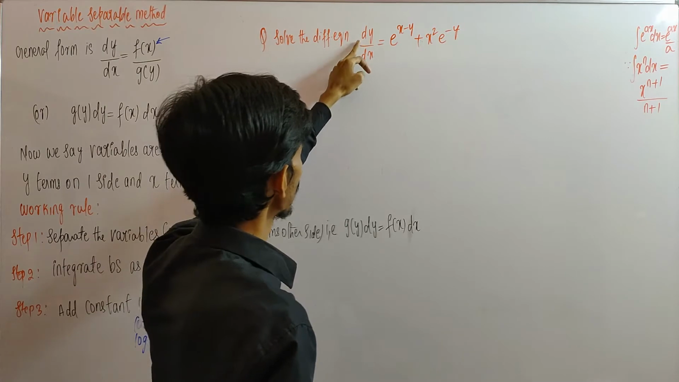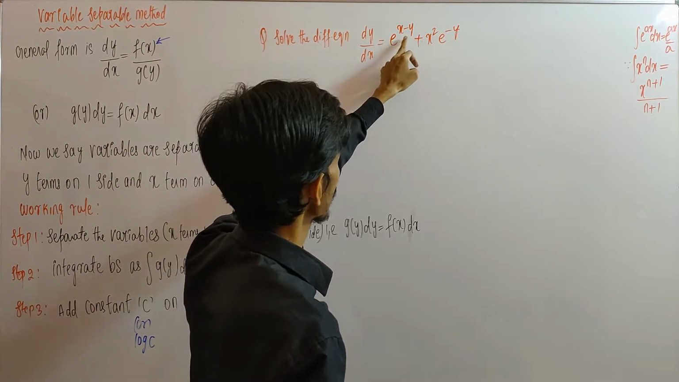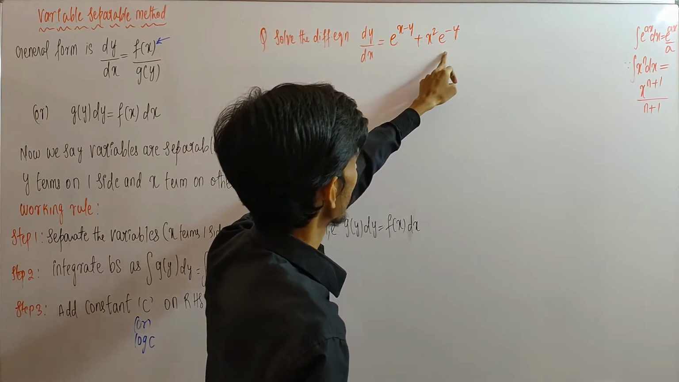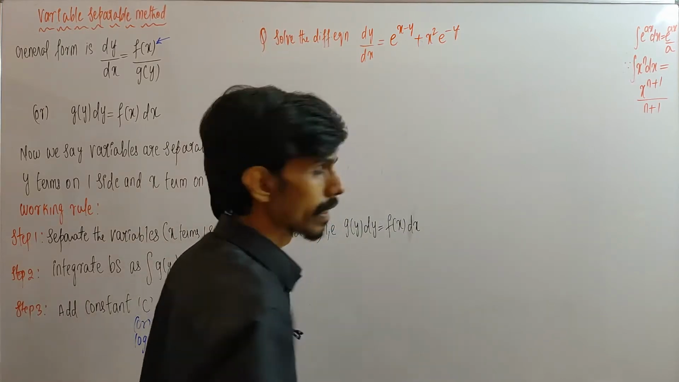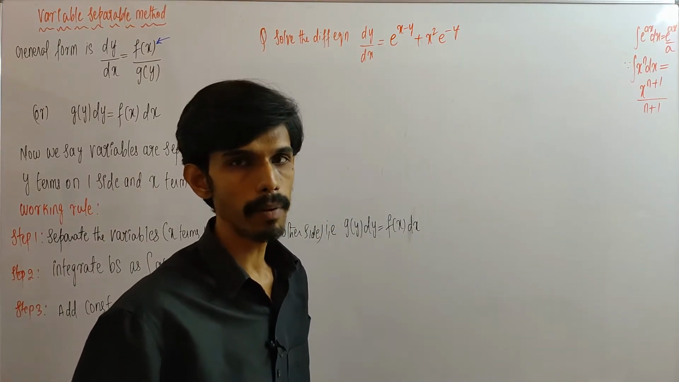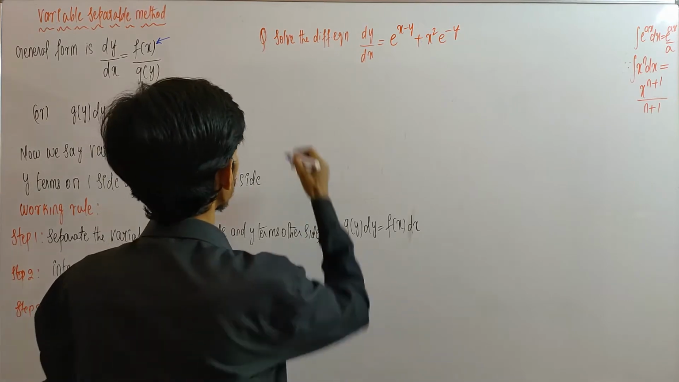Solve the differential equation dy by dx is equal to e power of x minus y plus x square into e power of minus y. This can be solved by using the variable separable method. Let us see here.